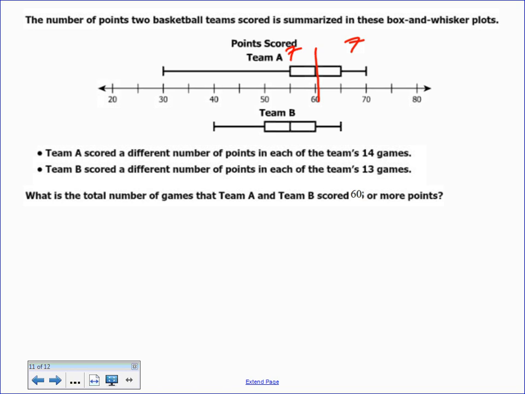For Team B, it's a little bit trickier. Because there are 13 values, there will be one value that is exactly the median, 6 values above, and 6 values below. Which means that when we find the quartile, there will be 3 values here and 3 values here. So what is the number of games that Team A and Team B scored 60 or more points? And the answer is 10.